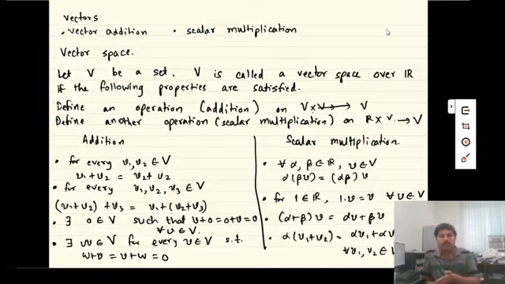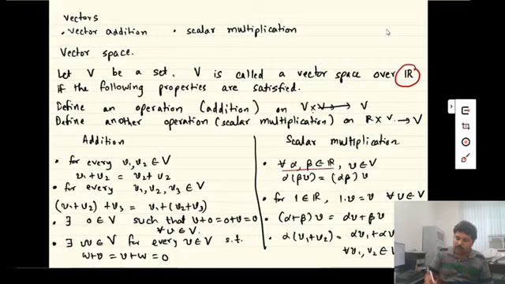What are the properties? The properties are these 8 properties that we have listed here. So if all these properties are satisfied, then we say that the vector space V is a vector space over R. Why do we say it's a vector space over R? Because the scalars are coming from R. So you see here, at every statement I am saying that the scalars alpha are coming from R.